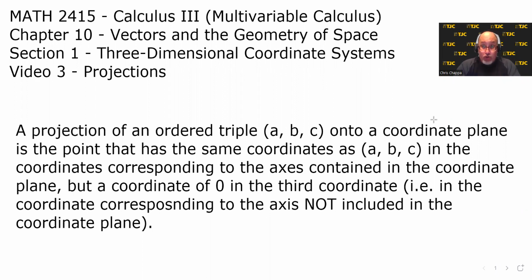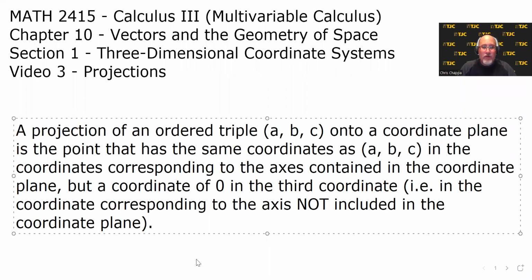A projection of an ordered triple ABC, so a point in three space, onto a coordinate plane. And remember, a coordinate plane is a plane that contains two of the three axes. So the XY plane, the floor, the XZ plane, or the YZ plane, two of the three walls. But a projection of an ordered triple ABC onto a coordinate plane is the point that has the same coordinates as ABC in the coordinates corresponding to the axes contained in the coordinate plane, but a coordinate of 0 in the third coordinate. In other words, in the coordinate corresponding to the axes not included in the coordinate plane.